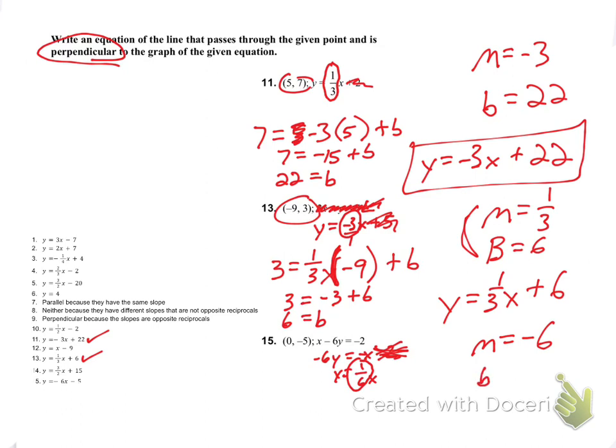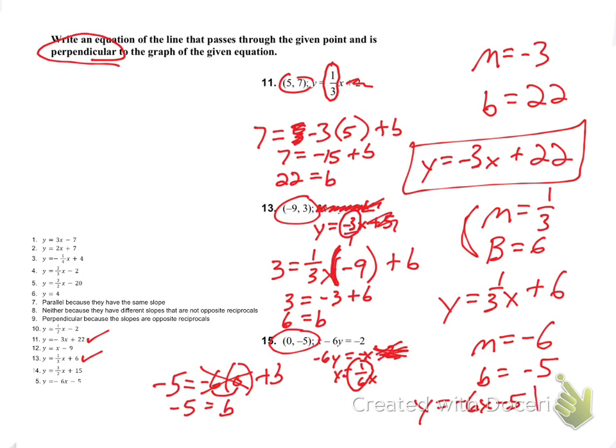Then I need to look for b. So I'm going to plug it in with these numbers right here. So negative 5 is going to be equal to negative 6 times 0 plus b. These two need to be multiplied and they cancel out because they're zeros. So b is equal to negative 5. So my final answer is going to be y is equal to negative 6x minus 5.